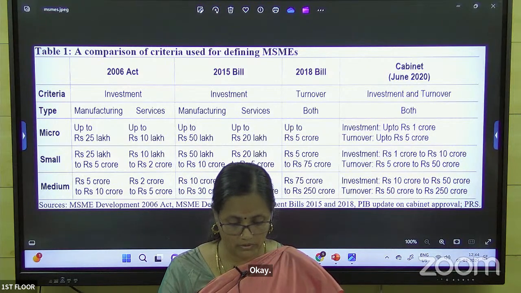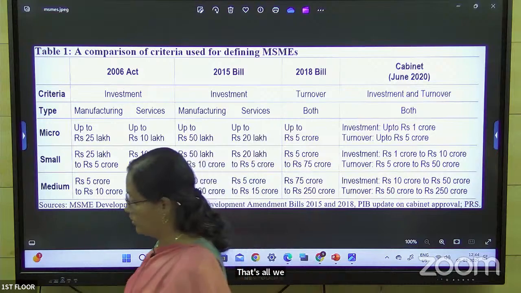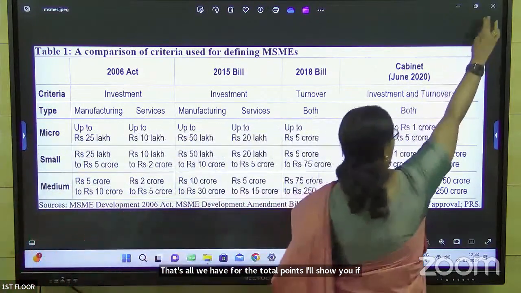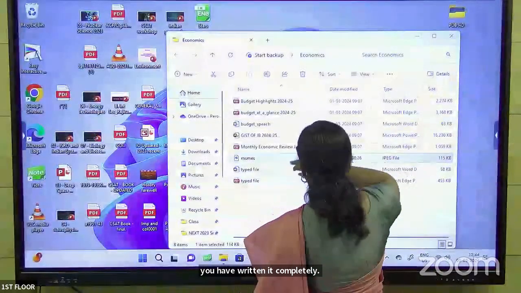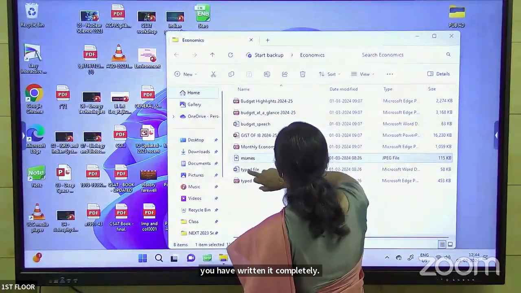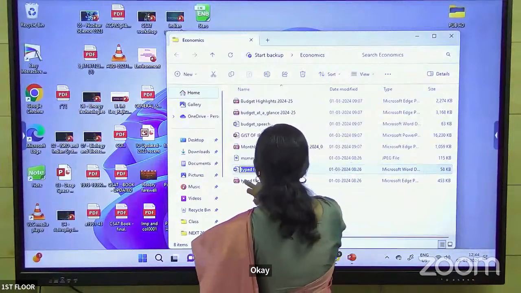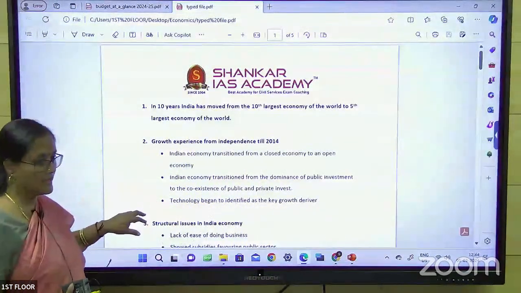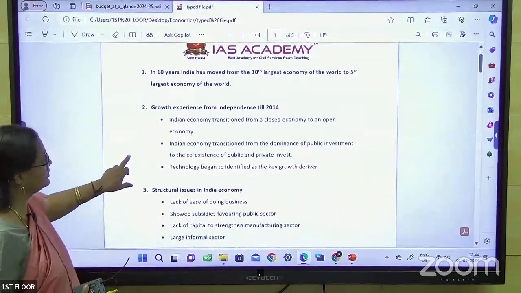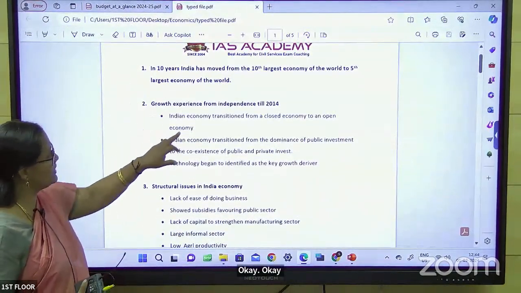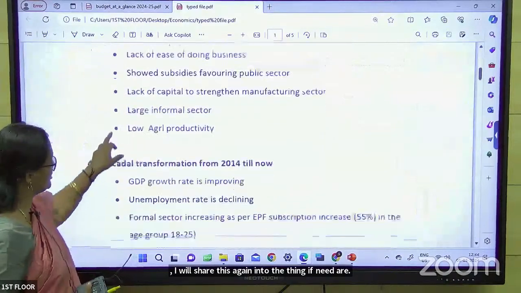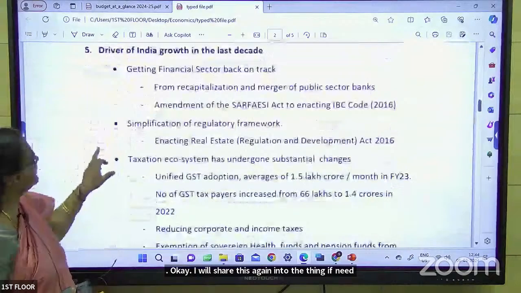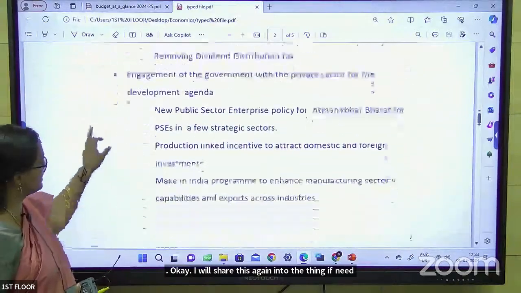That's all we have for the total points. So we have written the points: growth experience, structural issues, decadal transformation, drivers of India's growth in the last decade.